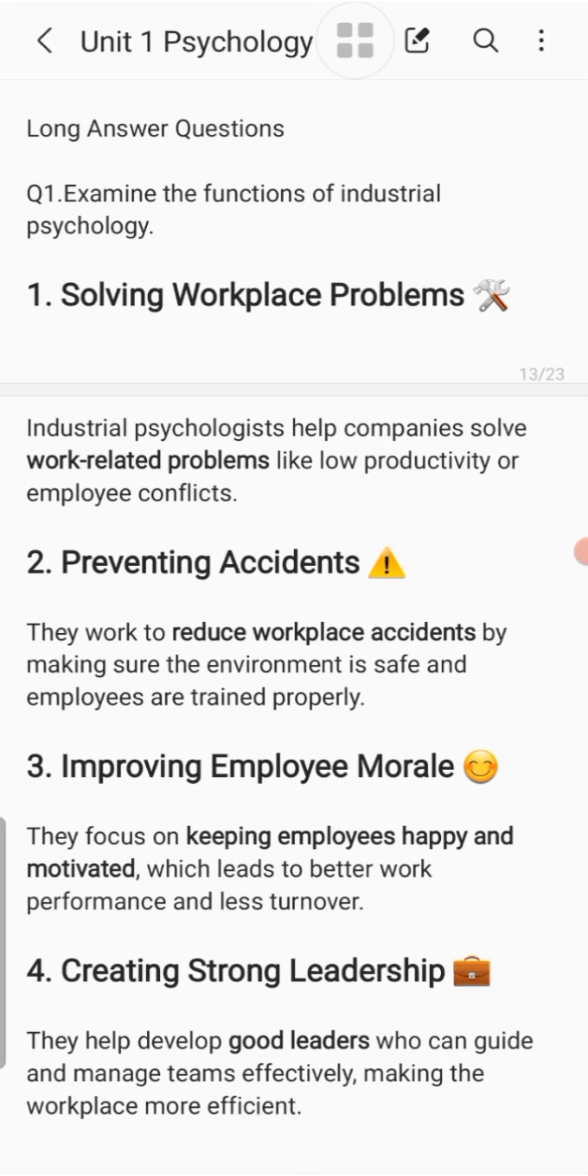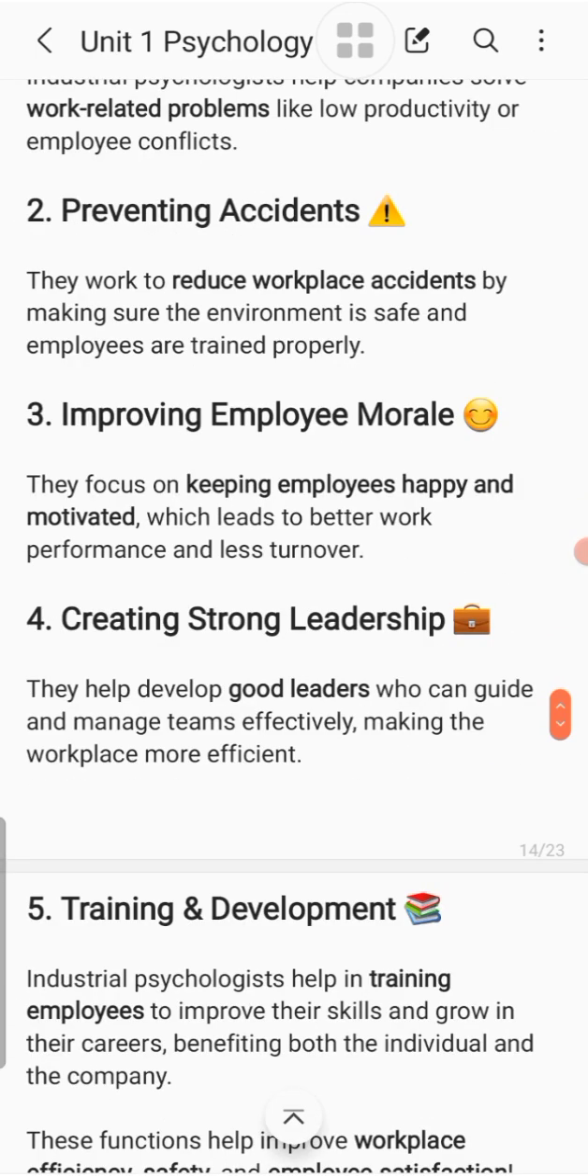trained properly. Improving employee morale. They focus on keeping employees happy and motivated, which leads to better work performance and less turnover. Fourth point, creating strong leadership. They help develop good leaders who can guide and manage teams effectively, making the workplace more efficient.